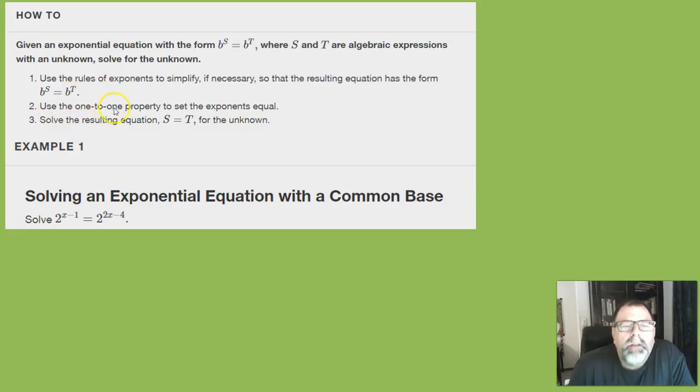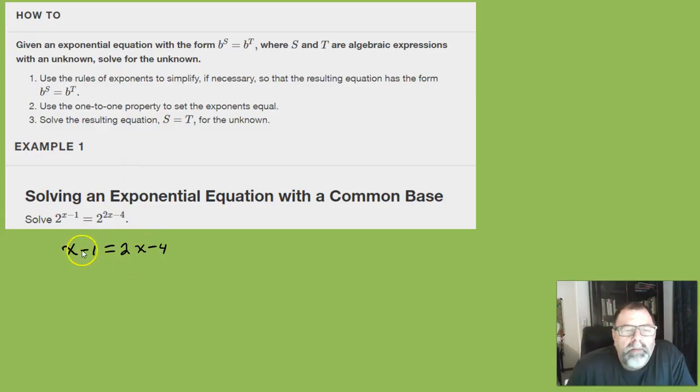Then you're going to use the one-to-one property to set the exponents equal. Again, the only way the left side and the right side could be equal, since they both have the same base, is if the exponents are equal. Otherwise, these would not give you the same number. So then basically you can drop the bases and say x minus 1 is equal to 2x minus 4. And then from there, you just solve that resulting equation, and then you're done.